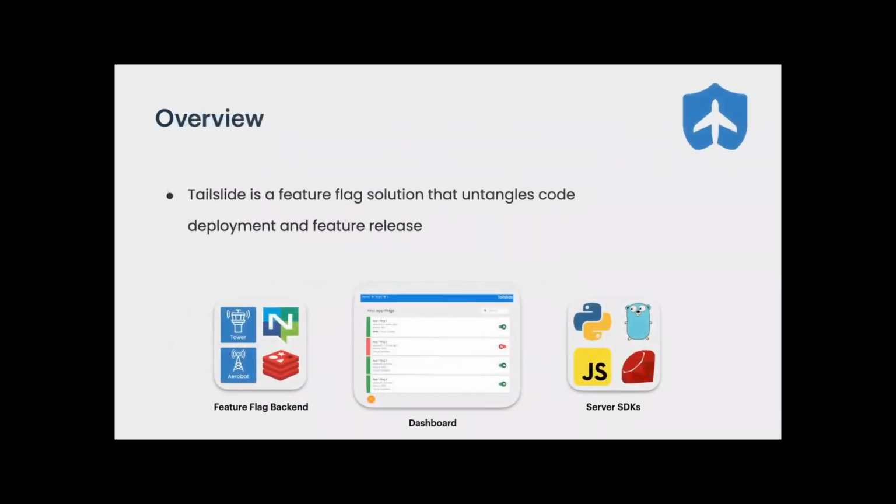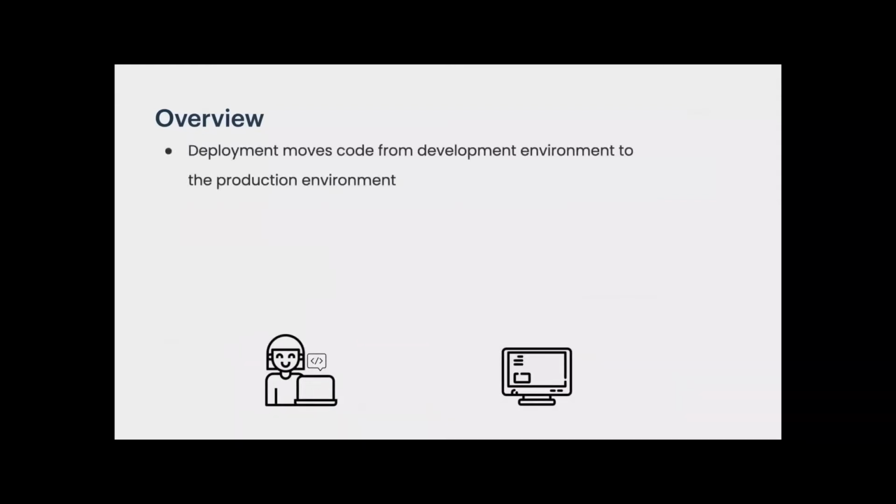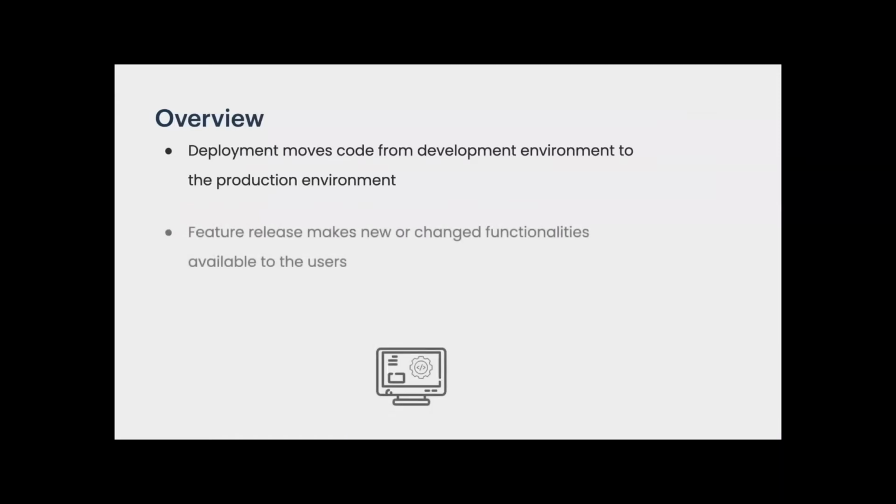So at a high level, Tailslide is a feature flag solution that untangles code deployment and feature release. Deployment is one of the last steps in a software release cycle. It is the process of moving code from development environment to the production environment. On the other hand, feature release is the action that makes new or changed functionalities available to the user.